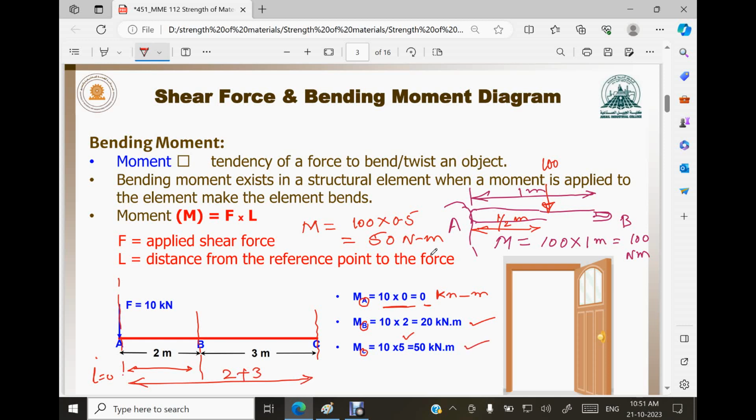Okay. This is the bending moment. The definition is also there. Moment, it is the tendency of the force to bend or twist an object.